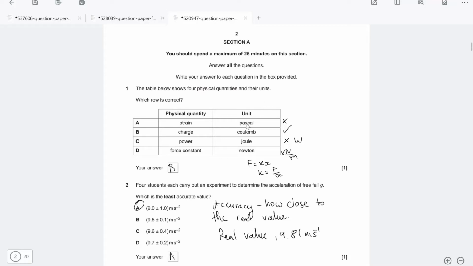That's incorrect. B, the unit for charge is the coulomb, so that is correct. The following are also incorrect. Power, of course, is measured in watts, and the force constant, because k, the force constant, is equal to F divided by x, it will be newtons divided by meters.